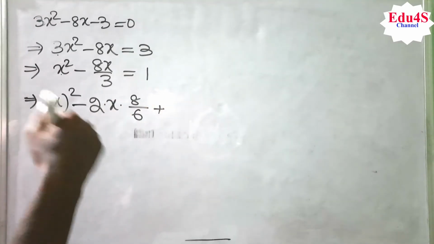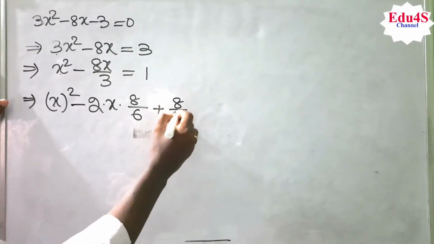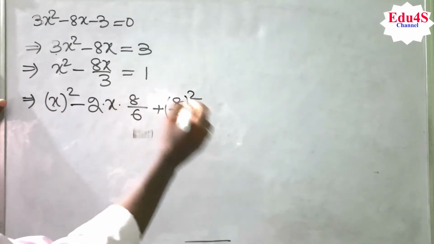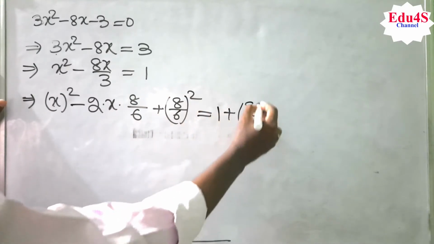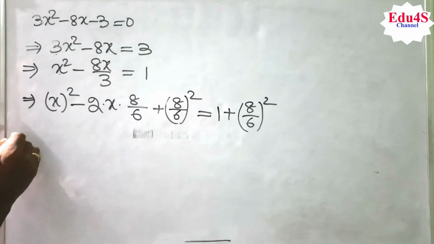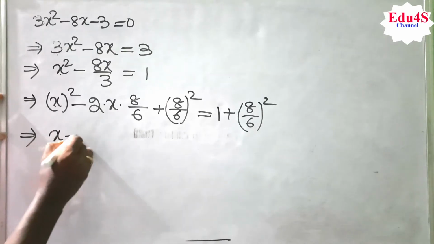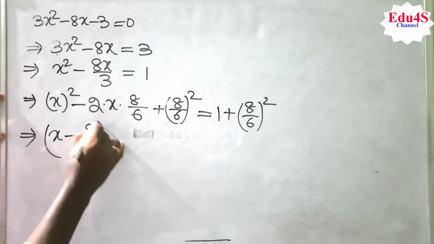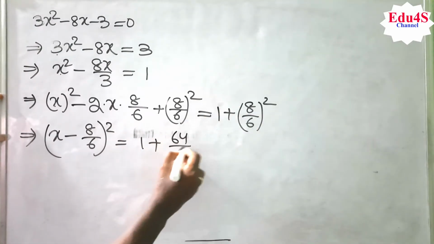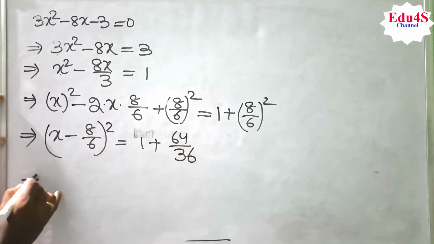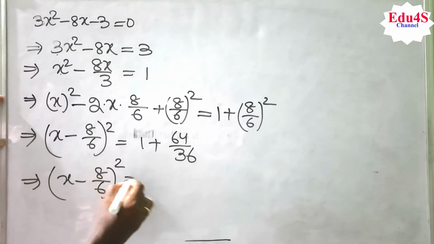Then what is our third step? Add b square on both sides. So I will add here 8 by 6 square on both sides. That means on the right hand side 1 is there, so you will add 8 by 6 square here also. Clear? Then our next step. Now it becomes a minus b whole square. So you write x minus 8 by 6 whole square equal to how much here? 1 plus 64 by 36. Now this implies x minus 8 by 6 square is how much here?